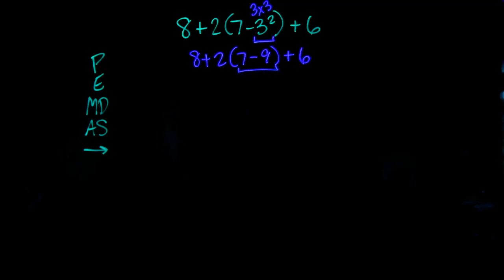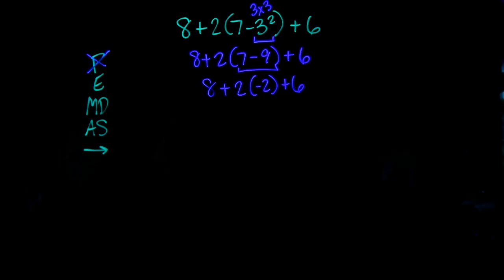7 minus 9 is -2. All right, do we have parentheses? We still do have these parentheses the way that I wrote this. However, there's nothing in the parentheses for me to do. It is just an integer. So I'm going to consider this one done. We are done with our parentheses.